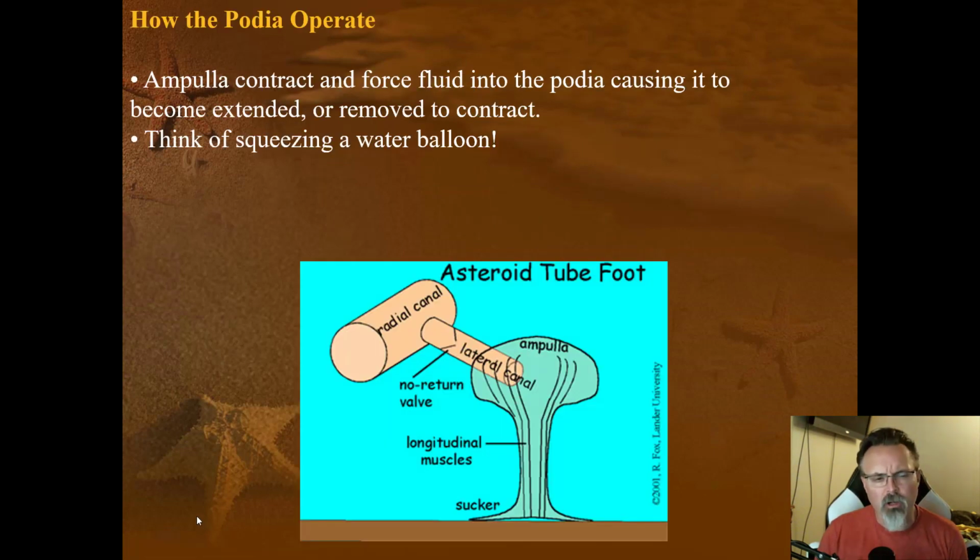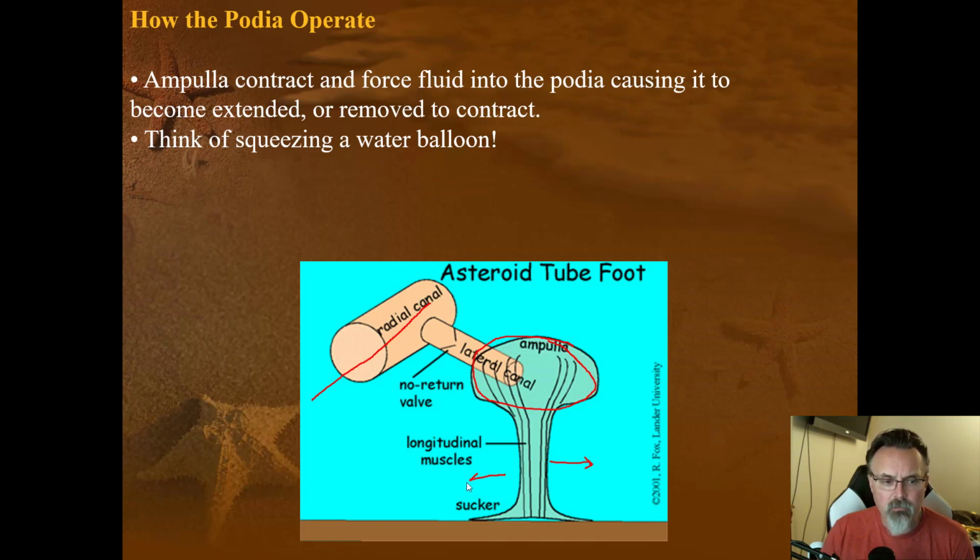Now, if you took a look at one of these ampullae and tube feet, you would see something that looks kind of like this. So this water coming down the radial canal came from the ring canal, and it fills up this ampulla. There's a small lateral canal there. The ampulla is kind of like a sac, and there are muscles in it. So this is full of water. When those muscles squeeze that ampulla, it can cause this foot to go right or left, and it can individually control each one of these.